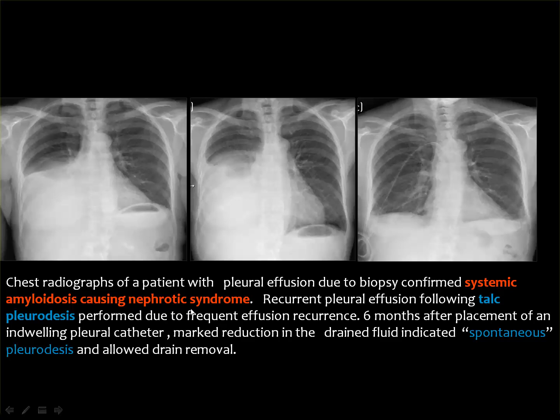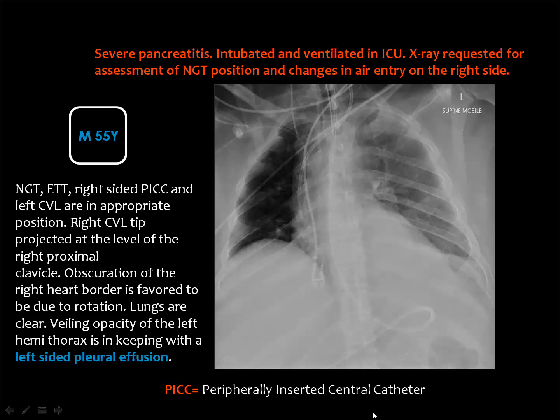This patient had nephrotic syndrome secondary to amyloidosis, and he developed recurrent right-sided pleural effusion, which necessitated treatment by talc pleurodesis. And after that, they inserted a catheter, and the catheter drained the effusion with no recurrence, indicating that pleurodesis occurred spontaneously after the trial of talc pleurodesis.